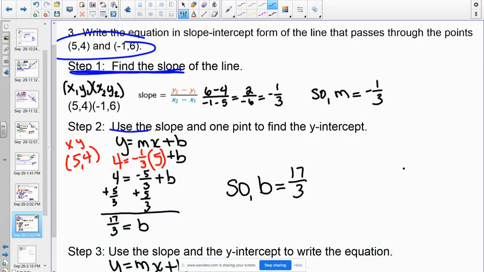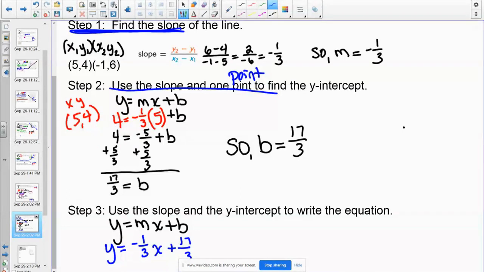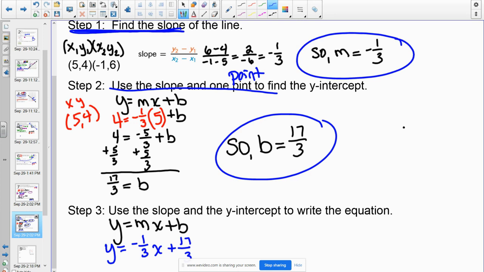Second step, you're going to use the slope and one point to find the y-intercept. So if you look right here, x is 5, y is 4. I'm going to plug those in. So here's my y, my x, and my lovely little slope. -1/3 times 5 is -5/3. Then I add 5/3 to both sides, and I get 17/3. Again, if you want to change that into a mixed number, you're more than welcome. So the slope is 17/3. No, I'm sorry. The slope is -1/3. The y-intercept is 17/3.